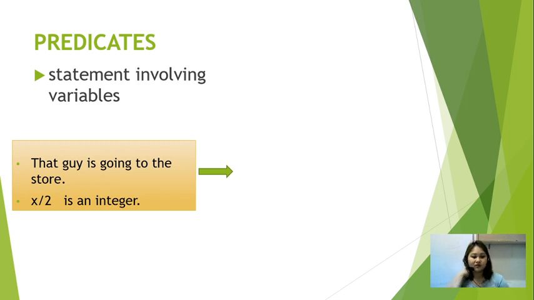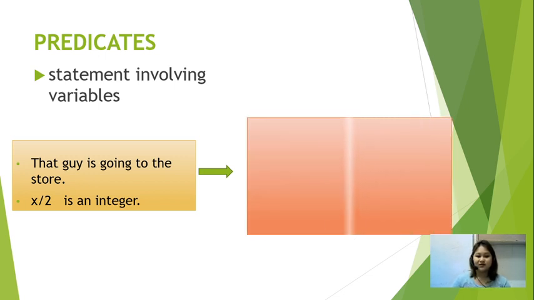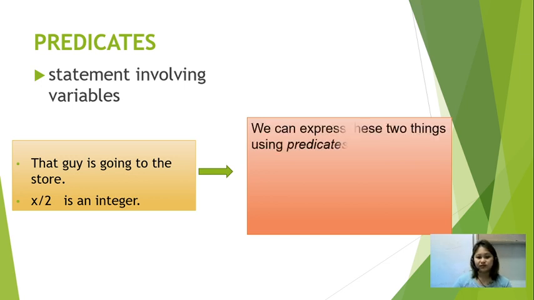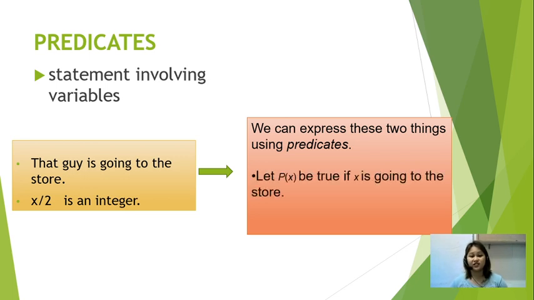Okay? Next, you have here x over 2 is an integer. Then, how can you say that x over 2 is an integer if you don't know the value of x, right? So, it will go to this. We can express these two things using predicates. So, it will be much easier for you to understand, since it is in a mathematical way.